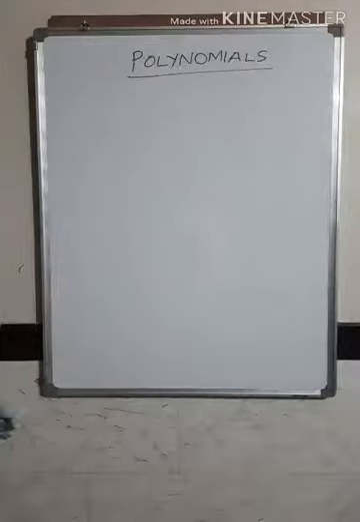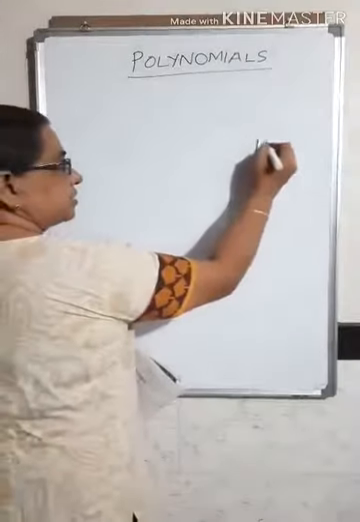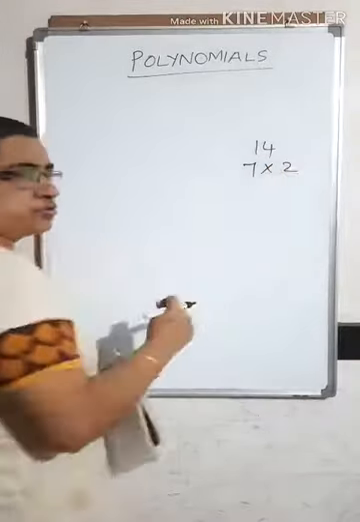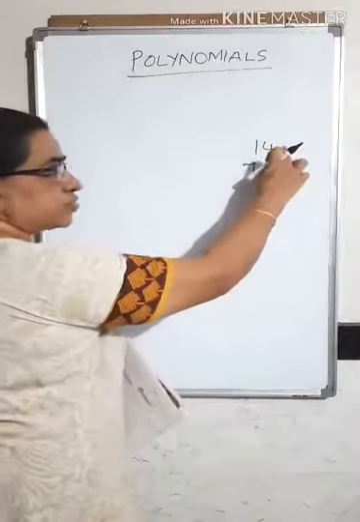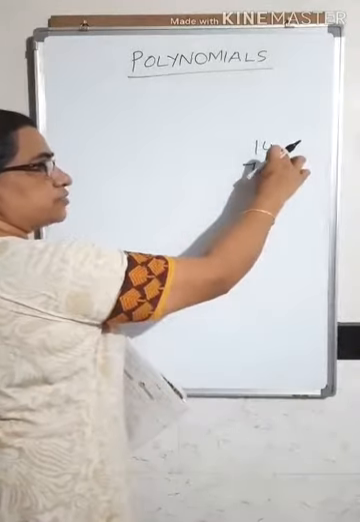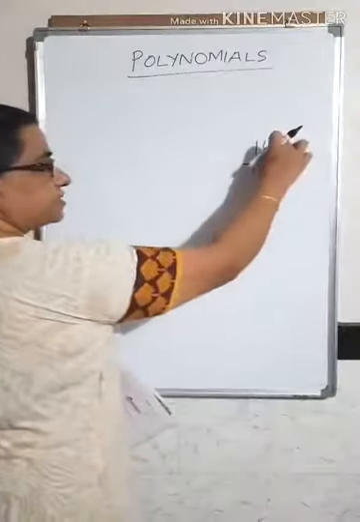Now first, what do you mean by factors? For example, if I take a number 14, 14 can be written as 7 into 2. So this 7 into 2 are called the factors of 14. 7 and 2 are called the factors of 14. Whenever you find the factors and multiply them, you get back the same number.